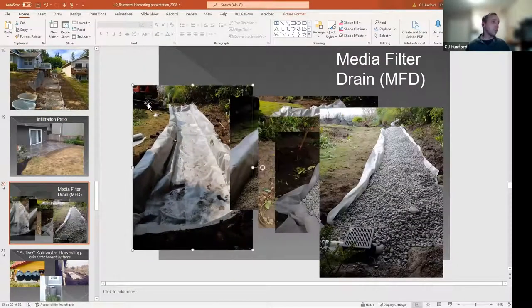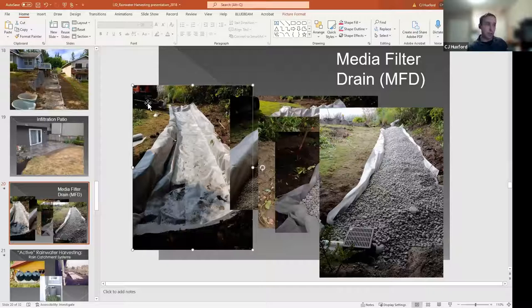So the first picture here is a media filter drain. These are very typical of what engineers and municipalities are putting on the side of roadway surfaces, but this is an example of what that would look like if you were to put it in an open area. MFD is the short term for media filter drain. It incorporates a specific media mix that water flows through, and it pulls contaminants and pollutants out of that water as it flows through.